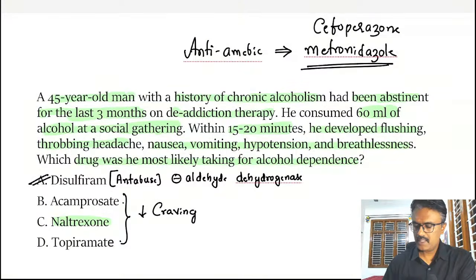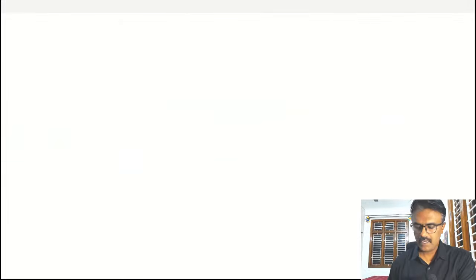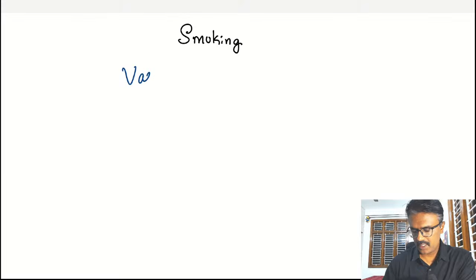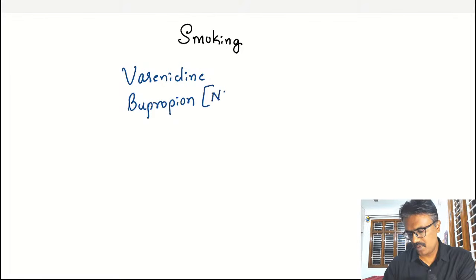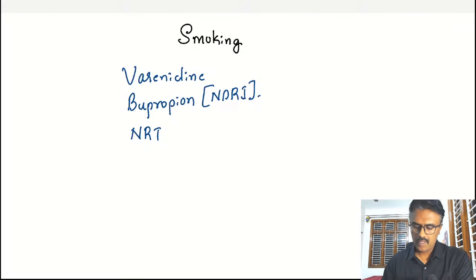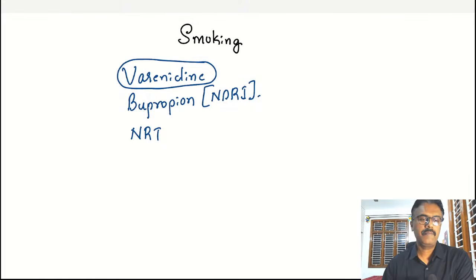Since we are discussing the alcohol part, de-addiction, let me also discuss some other de-addiction programs. Nicotine smoking: one of the drugs for smoking cessation is varenicline. We have another drug called bupropion, which belongs to the NDRI class, and we have nicotine replacement therapy. But the most effective drug for smoking cessation is varenicline.